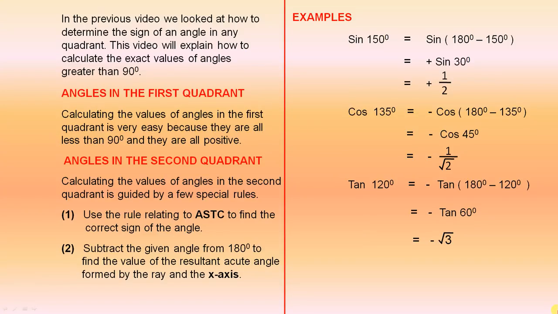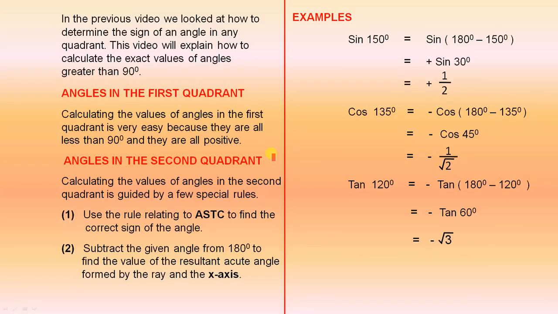In the previous video, we looked at how to determine the sine of an angle in any quadrant. This video will explain how to calculate the exact values of angles greater than 90 degrees. Angles in the first quadrant. Calculating the values of angles in the first quadrant is very easy because they are all less than 90 degrees and they are all positive.